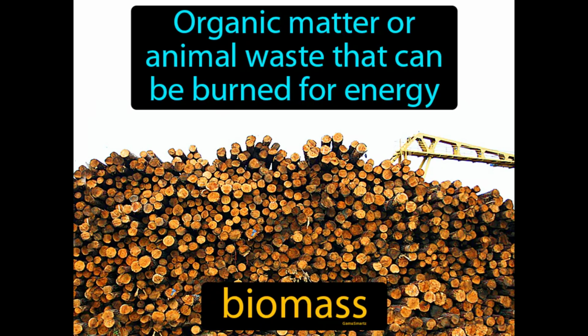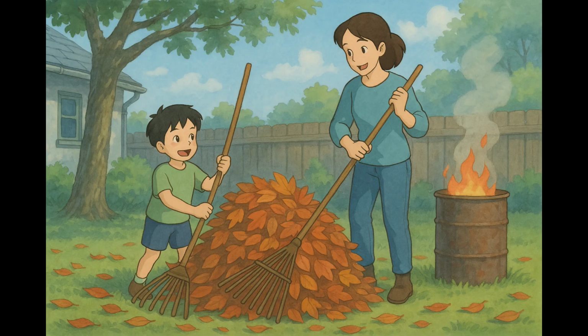Organic matter or animal waste that can be burned for energy. Biomass. Biomass is material from plants and animals that can be used as a renewable energy source. Picture the challenge of cleaning up fallen leaves in your backyard every autumn. Just like how you gather those leaves to either compost or burn them for warmth, biomass involves collecting organic matter or animal waste to generate energy.